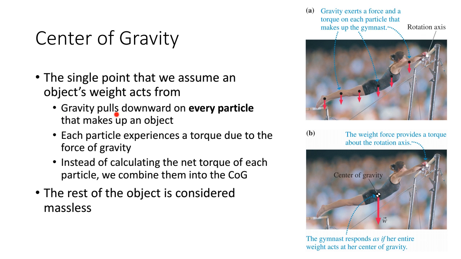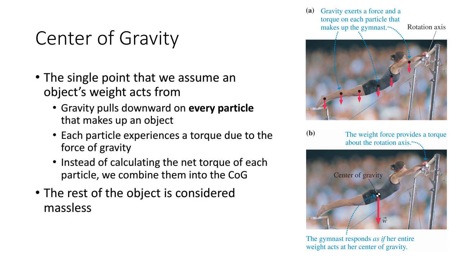In reality, gravity pulls down on every particle that makes up an object. Like in this picture, you can see that gravity is exerting a force and a torque on every single particle that makes up a gymnast. And each particle experiences a torque due to that force of gravity. But instead of calculating the net torque of every single particle, we're going to combine them into the center of gravity, and the rest of the object will be considered massless.